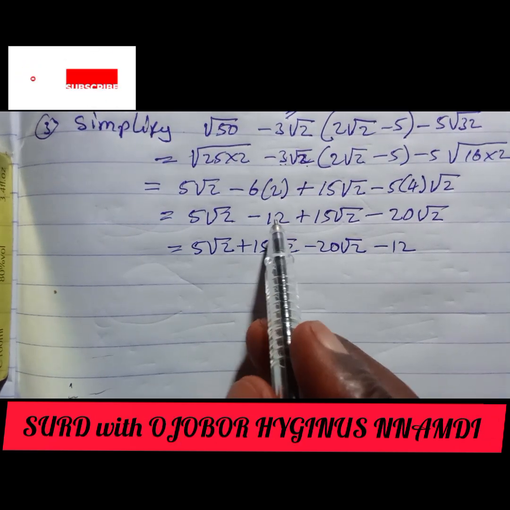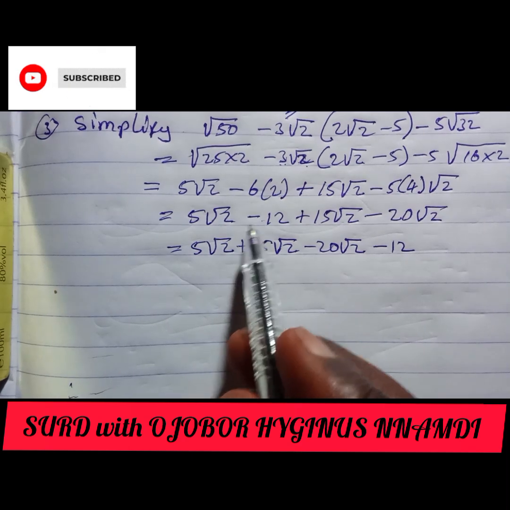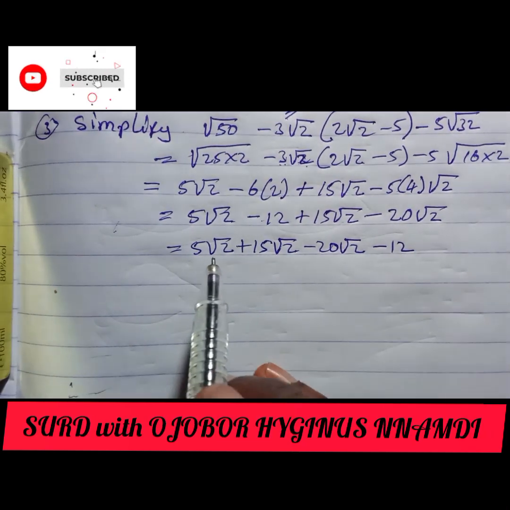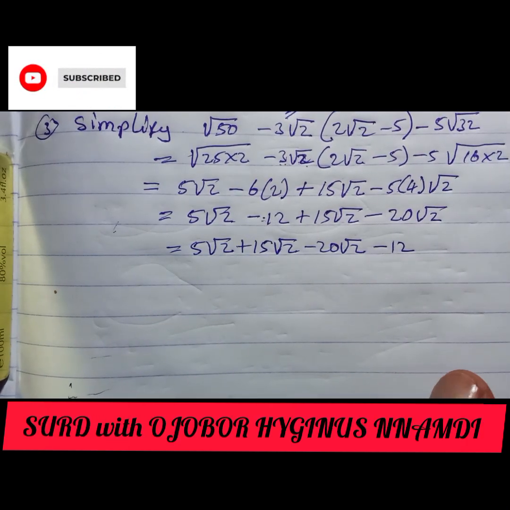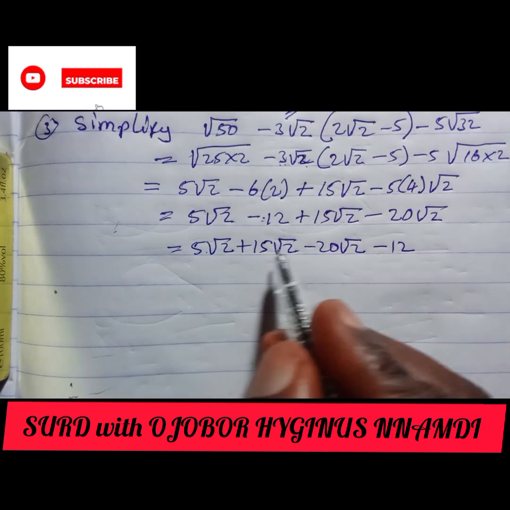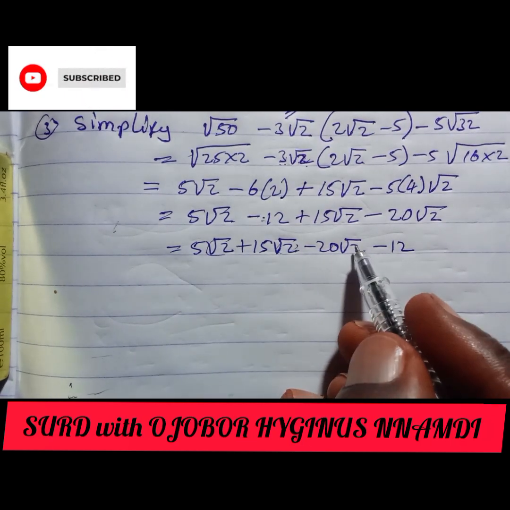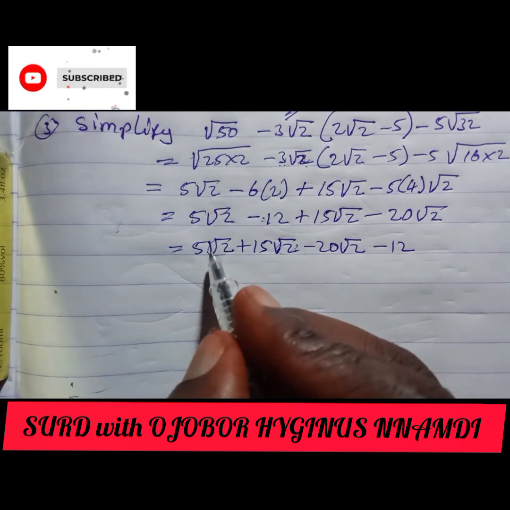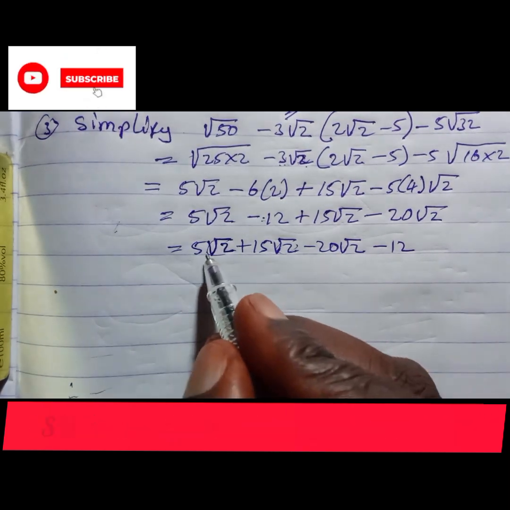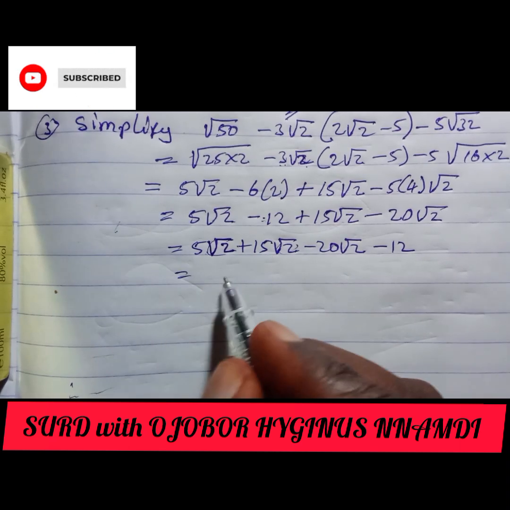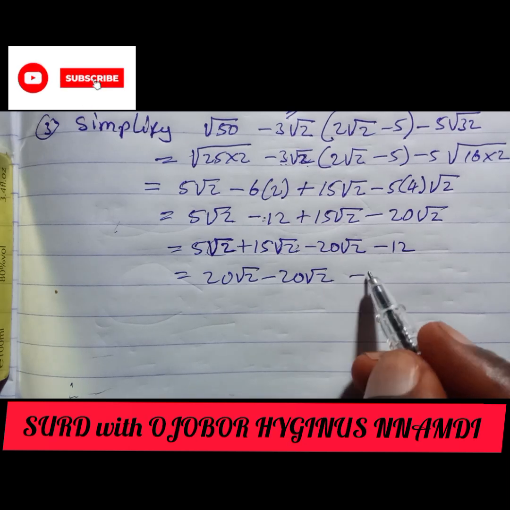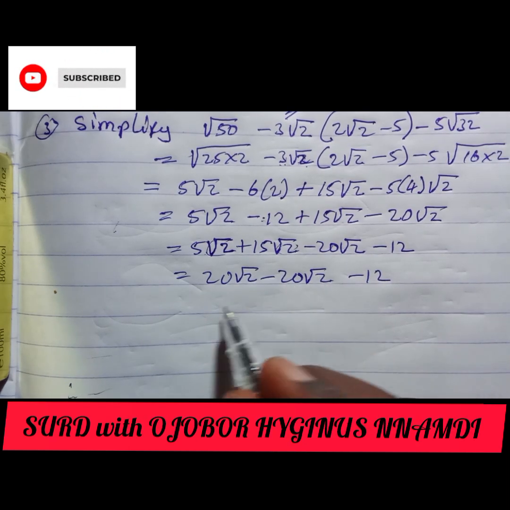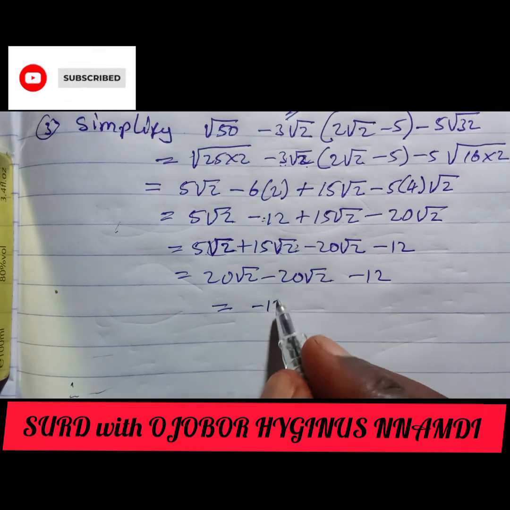Remember, whenever you are moving any number, it goes with the sign before it, except it is crossing the sign of equality. That is when the sign changes. But if you are moving this minus 12 to anywhere at the right hand side of this equality sign, it goes with the minus. So 5, remember I said you can take this to be x, or any variable. Just in order for us to not confuse ourselves, 5 plus 15 is 20. So you have 20 root 2 minus 20 root 2 minus 12. 20 root 2, we subtract 20 root 2, and our final answer is minus 12.